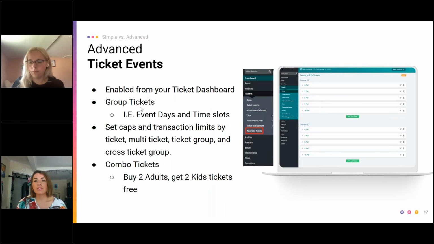Advanced tickets allow you to create groups. So on this image, you can see there was a group for October 29th, and then there was 5 different time slots, and they were able to do that through the advanced ticket setting. In the advanced ticket settings as well, you can create combo tickets. So the example we have here is if you buy 2 adult tickets, you get 2 kid tickets free. There's an example of combo ticket setting later on. You can also set ticket caps and transaction limits in the advanced ticket settings. So there's a lot of customization that you can do in advanced tickets.